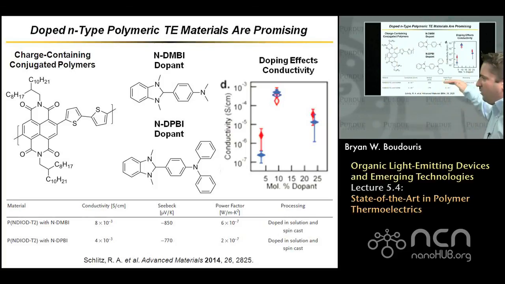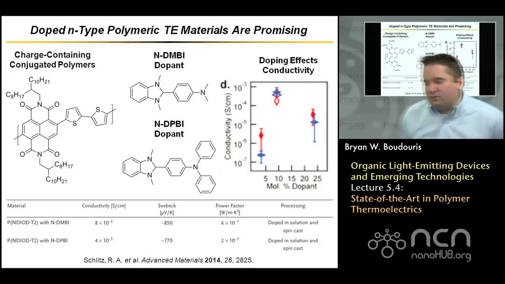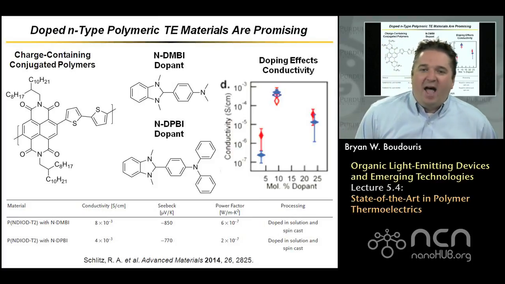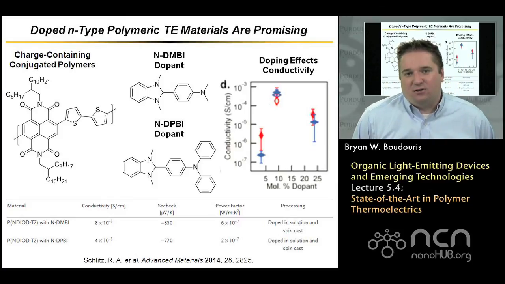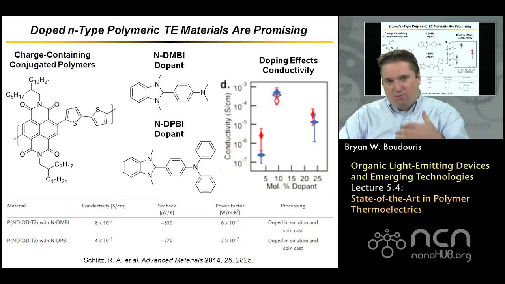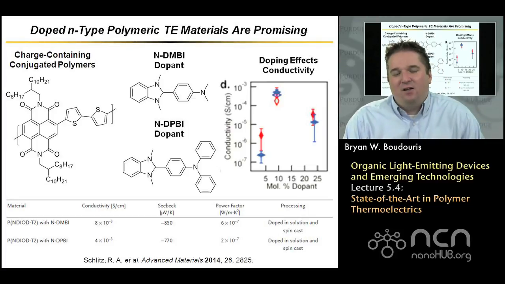But here we see that it's roughly 850, so then we get power factors now that are on the order of microwatts per meter Kelvin squared. So for N-type materials, we're at the level that we were for P-type materials roughly 10 years ago. So we're getting there. It'll just take more research, more materials design on how to get to the higher level.